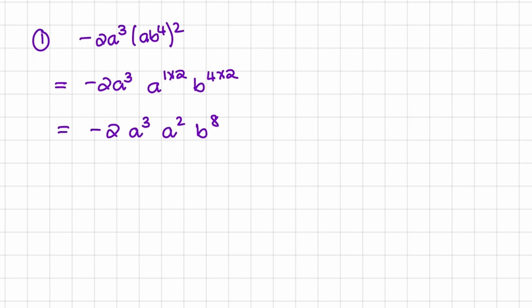Now the next law of exponents that I can use is adding the exponents together when the bases are the same. So we'll have negative 2a to the power of 5, b to the power of 8. Notice that I'm only adding the exponents of a together to get a to the power of 5.